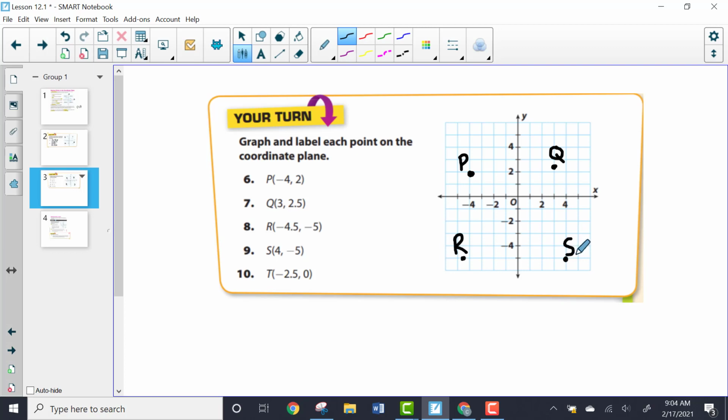Finally, letter T, we go -2.5, 0. So we go -2.5 on the x-axis, and we don't go up or down at all on the y, so we just plot our point right here on my graph, and we label that letter T. So that is how you graph and label points based upon the ordered pair that you're given.